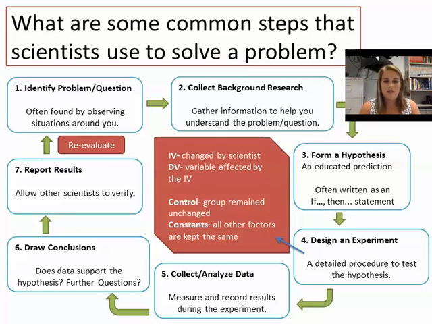Once you have all of the background collected, you can start to form a hypothesis. A hypothesis is often referred to as an educated guess or prediction, and it's often written as an if something, then something statement. So if this happens, then that will happen. These are called educated guess because educated is coming from you getting your background research, and guess because you are predicting what is going to happen.